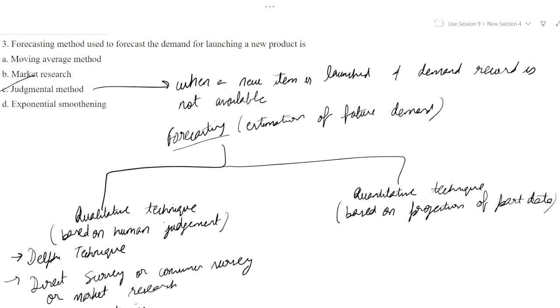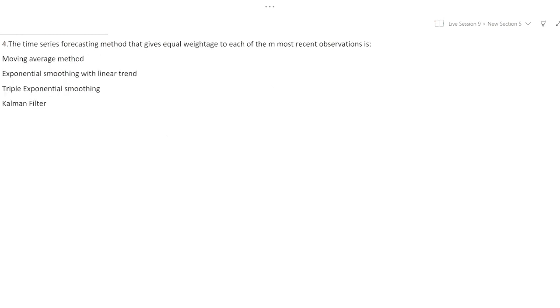So, moving on to the next question. The time series forecasting method that gives equal weightage to each of the m most recent observations is which of the following? Now we will discuss briefly all these methods: moving average, exponential smoothing with linear trend, triple exponential smoothing, and Kalman filter.